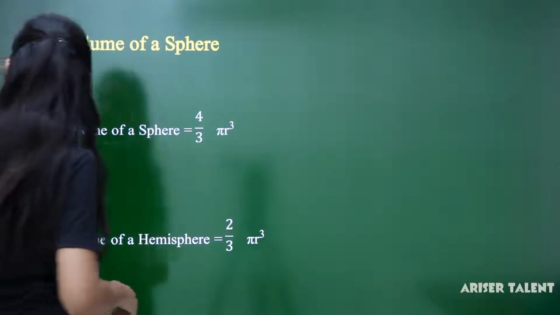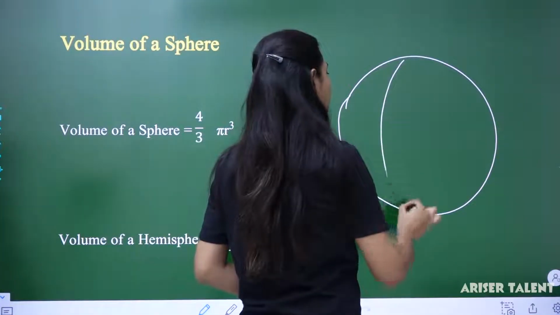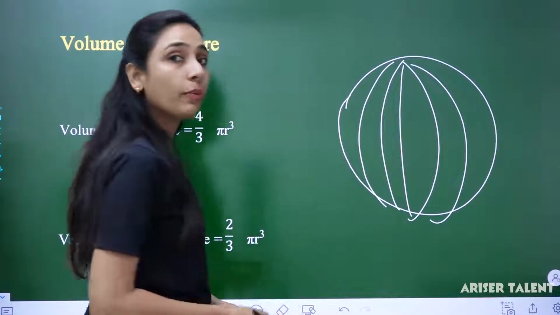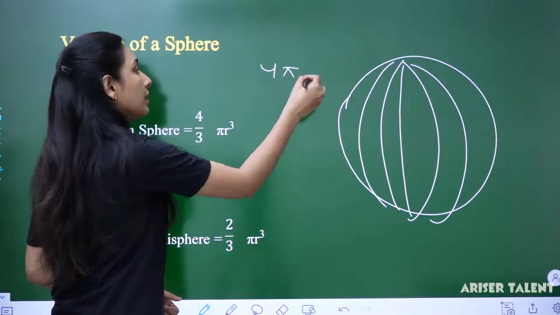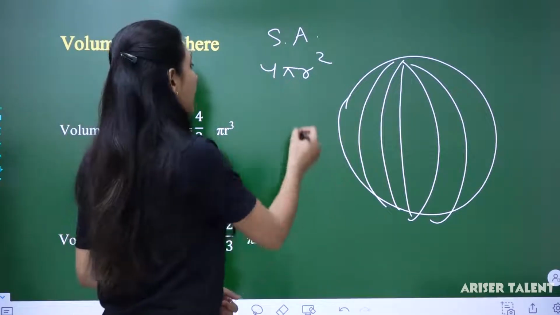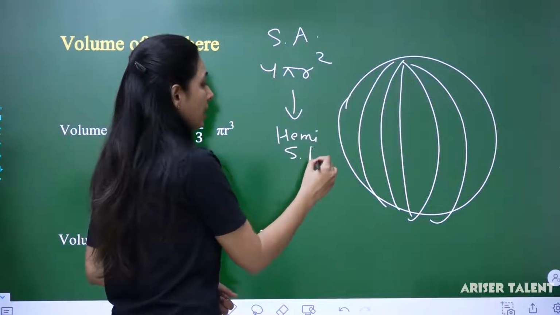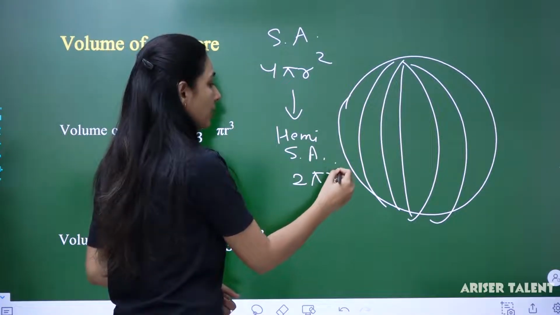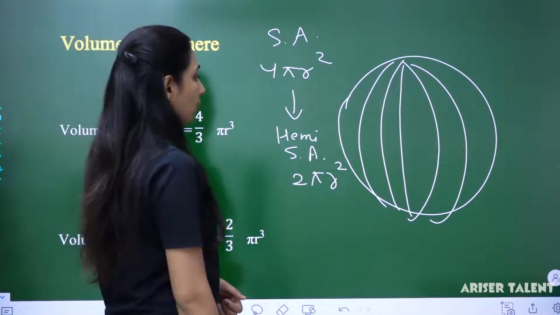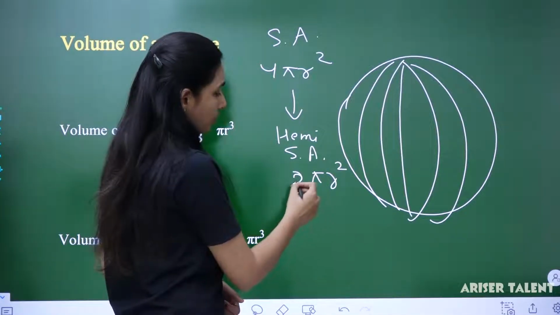Next, volume of sphere. Okay, we have talked about the sphere and its surface areas. What was that? 4 pi r square, if we talk about the surface area of sphere. Okay, and then we talked about the hemisphere surface area. That was just half, that was 2 pi r square. Understood? So this was something like that. That was 3 pi r square.